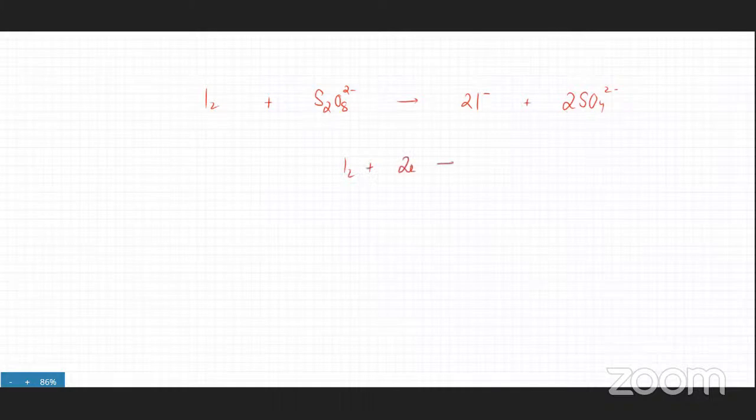So you've got this reaction: I2 plus S2O8 2 minus, and it's making 2I minus 1 and 2SO4 2 minus. Okay, this is the reaction that's happening, and it's a very spontaneous feasible reaction. So you've got I2 to 2I minus 1, that's one reaction. Its E naught is 0.54 volts. And you've got S2O8.